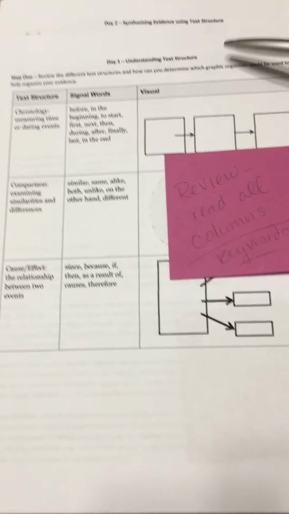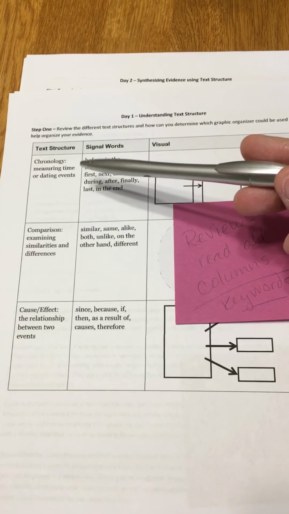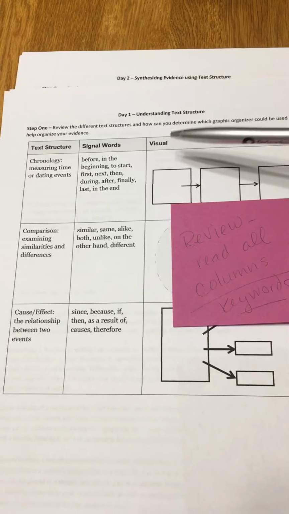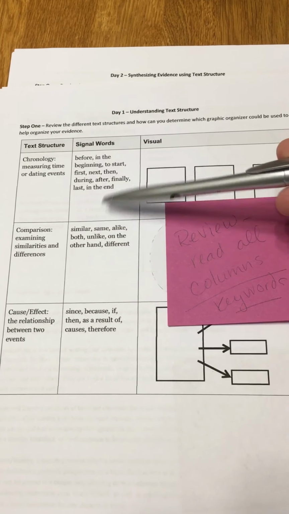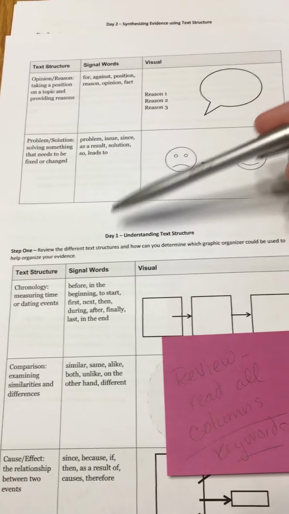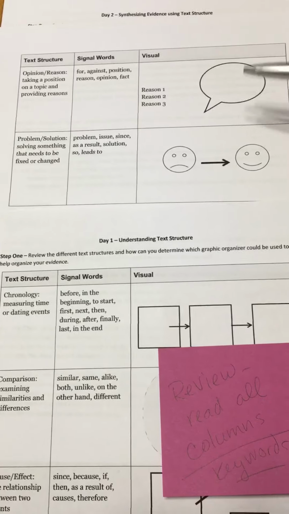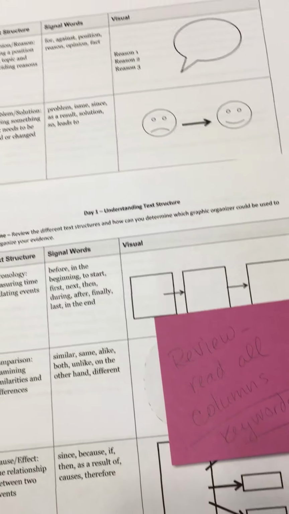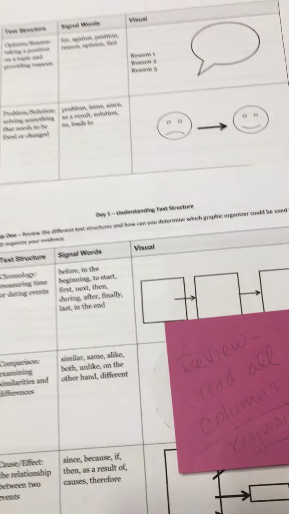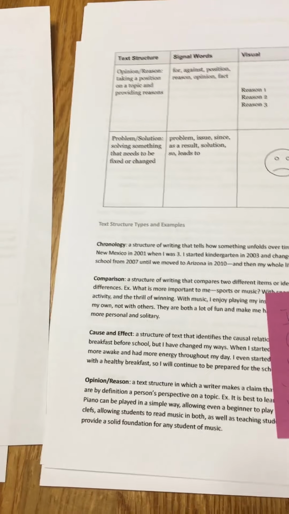Okay, for day 1, it's pretty much just a review. It's reviewing all of the text structure. So they have all the text structures here, and then all the key words or the signal words that help you remember them. Now, we went over the keywords and we practiced those quite a bit. So the first thing they want you to do is go through all the columns, make sure you read them all, and then if you're like me, I use these little graphics to help me remember all of the text structures, features.